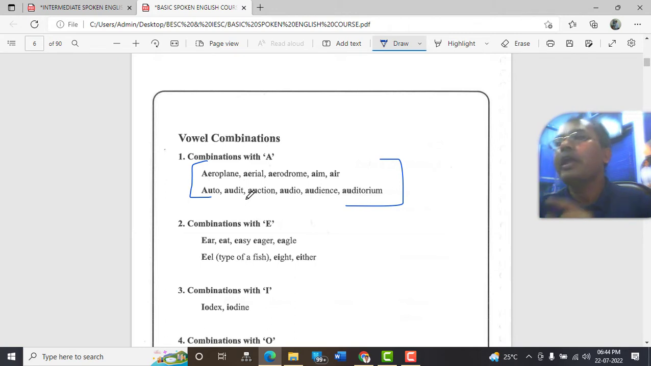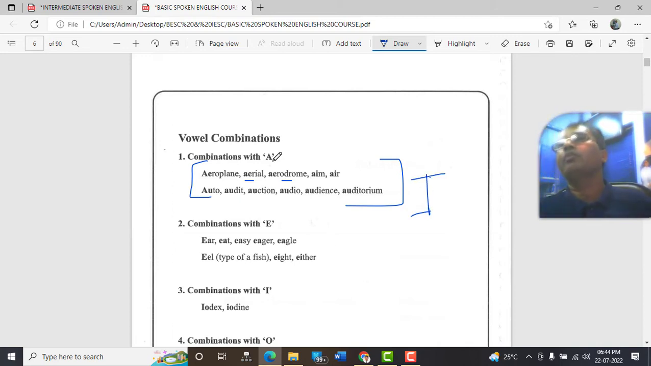Aeroplane has to be pronounced as aeroplane. You will be comfortable there. Aerial, you will be comfortable there. Aerodrome, you will not be comfortable here. Your pronunciation will change. So this is also very, very important.